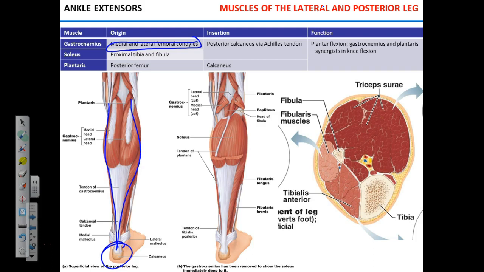And the main function of gastrocnemius is the plantar flexion. Since gastrocnemius crosses both ankle and a knee, it is a synergist for the knee flexion.